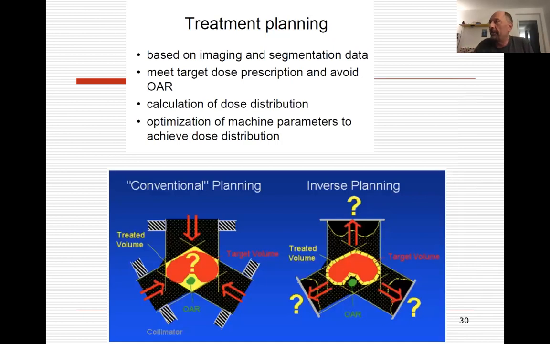And then you go to treatment planning. Treatment planning is the mathematical procedure that you have to do to decide the angles and to decide the intensity around the angles. This can be conventional or inverse. There will be a dedicated lecture on how to do treatment planning, and you will also use software for doing the treatment planning.